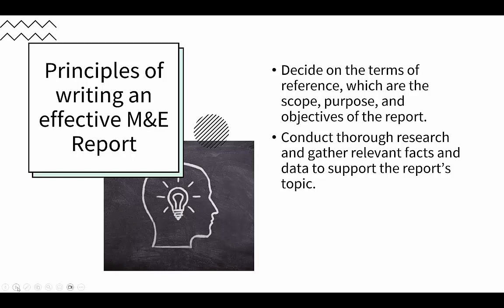So the reason why you sit down to decide on these aspects is because it will give you an idea of also what indicators to report on. Remember that in most cases, when you're writing a monitoring report, the indicators you're reporting on are the lower level ones, the outputs, the activities. But when it comes to the evaluation report, emphasis is on the higher level results.